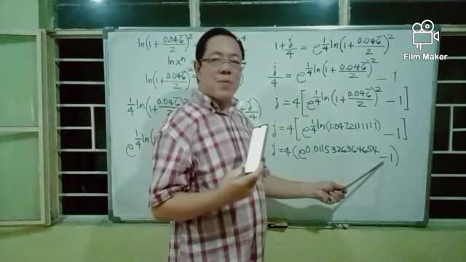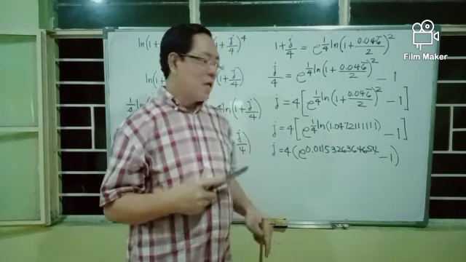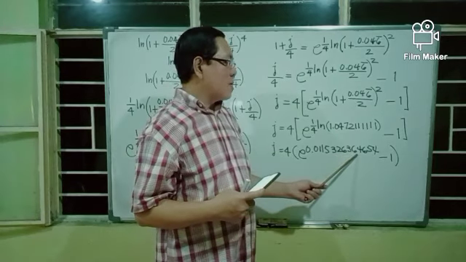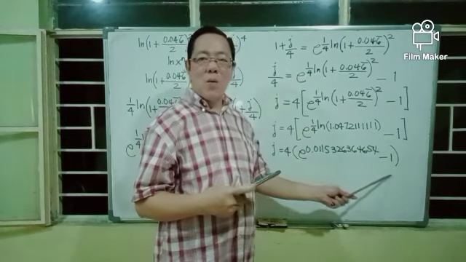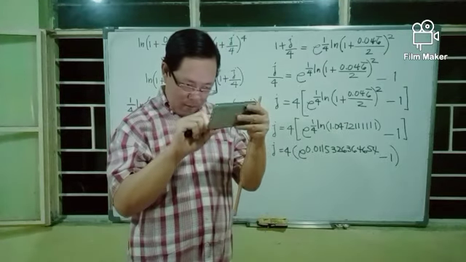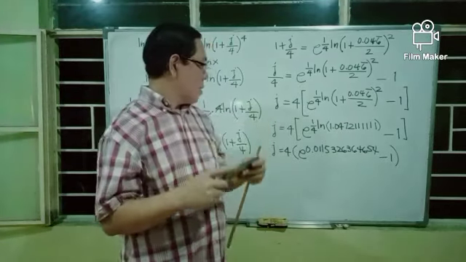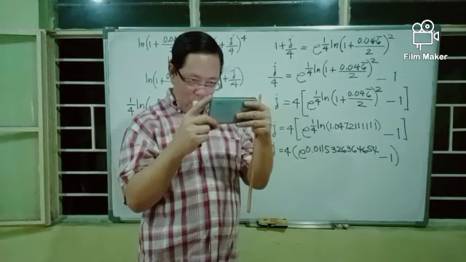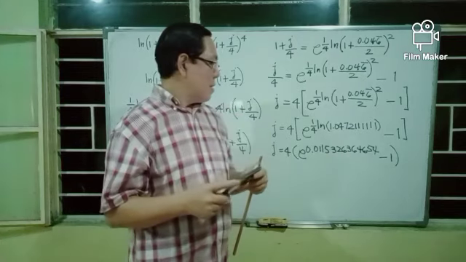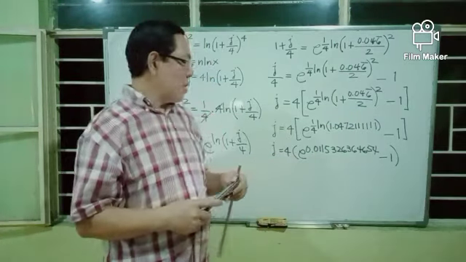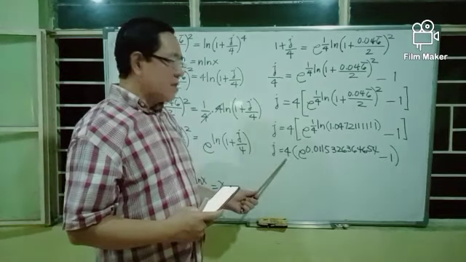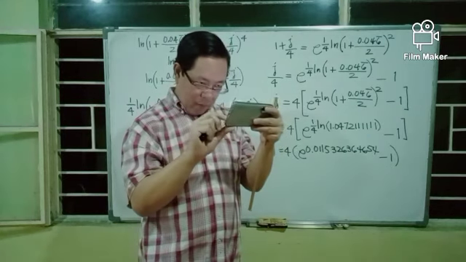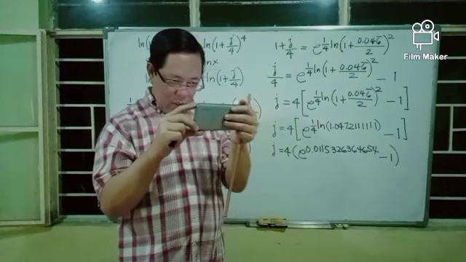From that answer, you subtract 1. The answer in your calculator for e to the 0.0115326 364654, you subtract 1, or minus 1. And you should get 0.011599. And to that answer in your calculator, multiply that answer by 4. And you should get 0.04.